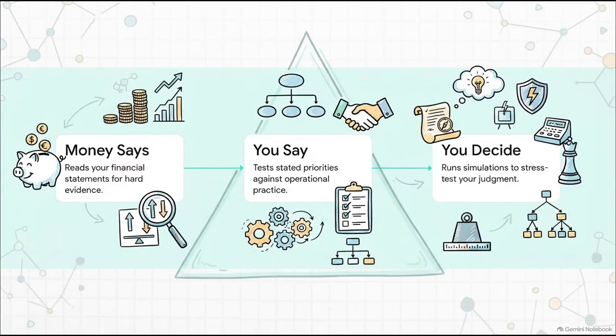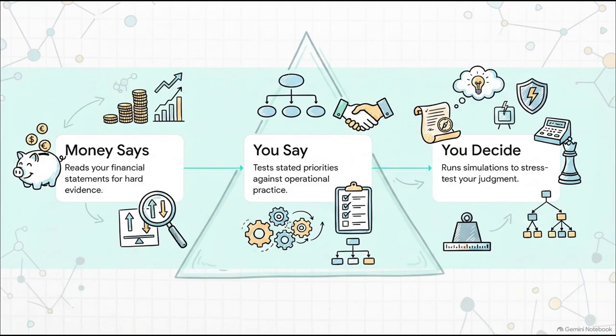The crucial point here is that we must triangulate corporate health, and you do this by comparing 3 completely different vantage points. First, you use accountingfinancialcenter.com. This directly asks, what does your money actually say? It reads your financial statements for hard, undeniable evidence of capacity and exposure.